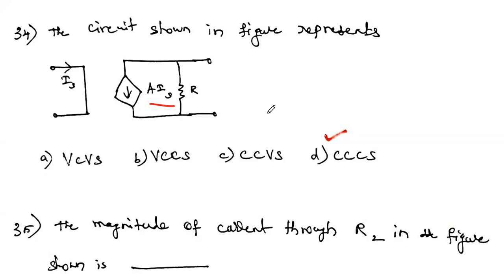So what is this circuit? VCVS, that is voltage controlled voltage source, voltage controlled current source, current controlled voltage source, or current controlled current source. Here you see this output current is controlled by Is, which is available on the input side. So this circuit is nothing but a current controlled current source. Here the output current is controlled by the input current. So this diagram is a current controlled current source.